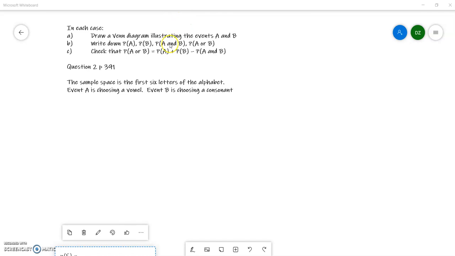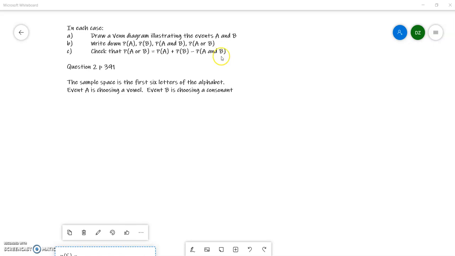Okay. So there are 5 questions on this page, and for each one of them, you have to do A, B, and C. A says draw a Venn diagram illustrating the events A and B. B says write down the probability of event A, the probability of event B, the probability of their intersection, so A and B, and the probability of their union, probability of A or B. C asks you to check that the probability of their union is equal to the probability of A plus the probability of B minus the probability of A and B.